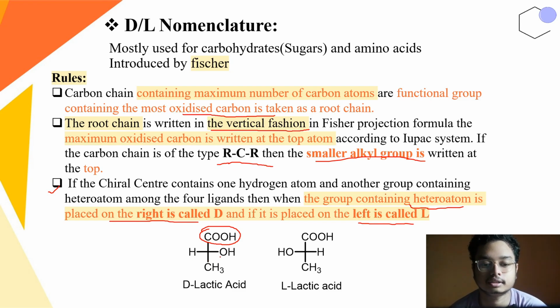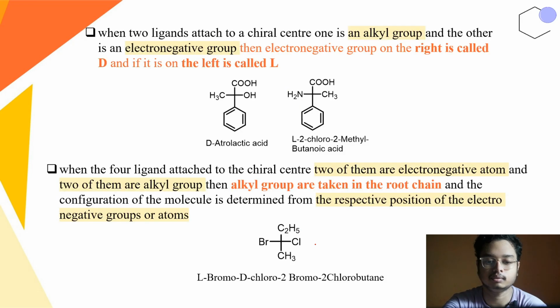Now, in the horizontal bond, if we place our compound in such a way, and we find that the heteroatom or the most electronegative atom is present on the right hand side, then the nomenclature is D. So this is lactic acid, and it is D-lactic acid. Similarly, in this example, the root chain is determined here. Now the most electronegative group is present on the left hand side, so it is called L-lactic acid. Okay, I hope it is clear till now.